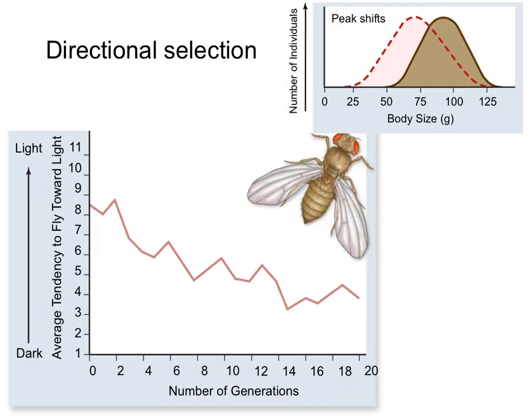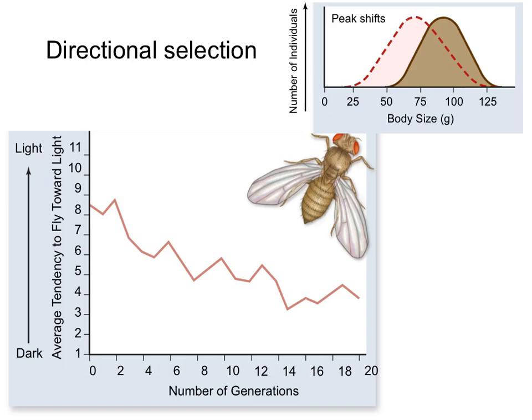Directional selection is when we're favoring traits in a specific direction. In this case, this is an example of an artificial experiment where flies were selected for their preference for the light. But you can have many other types of directional selection. For example, when we selected corn, we selected for a higher number of corn kernels. So over time, generation after generation of corn plants will have higher and higher numbers of corn kernels.